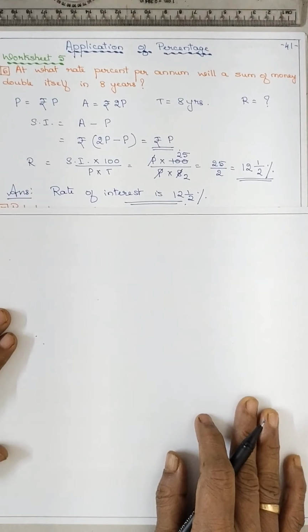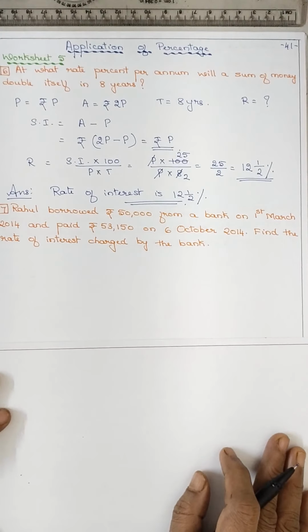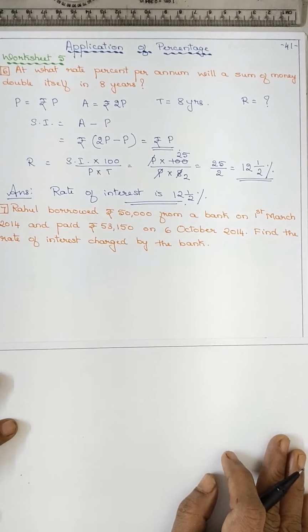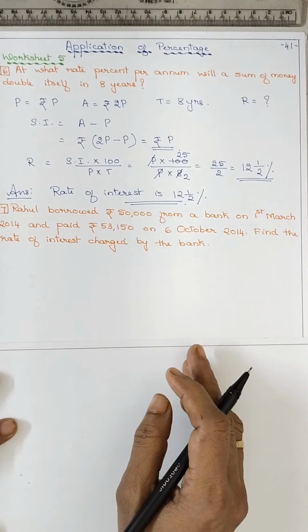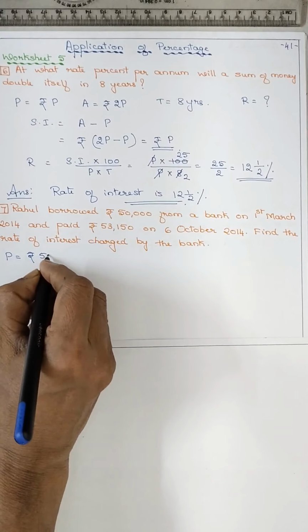Is it okay? Now coming to the 7th sum. That was comparatively easy. Now 7th sum. Rahul borrowed rupees 50,000 from a bank on 1st March 2014 and paid 53,150 on 6th October 2014. Find the rate of interest charged by the bank. He borrowed means what? Borrowed means principal. It is 50,000.